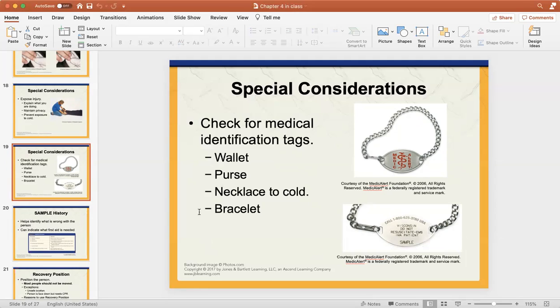So places that you can look for these objects are obviously a wallet, a purse, a necklace, and also bracelets. You're going to have to make sure that you check these areas just to see if they have special considerations or special illnesses and things of that nature.